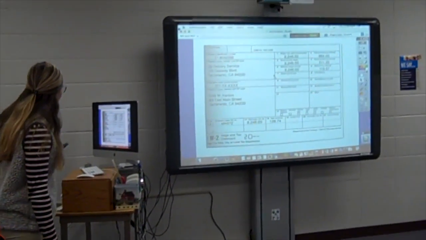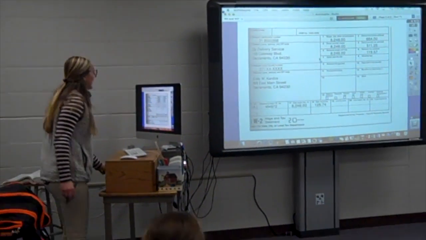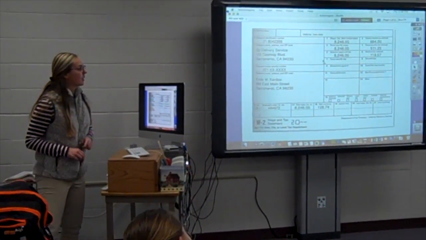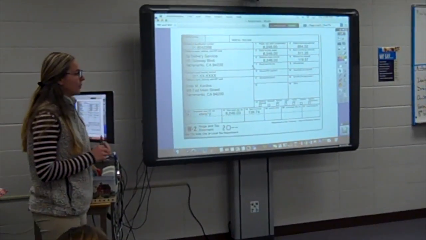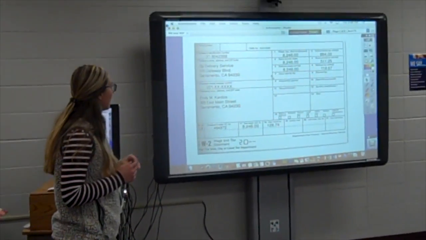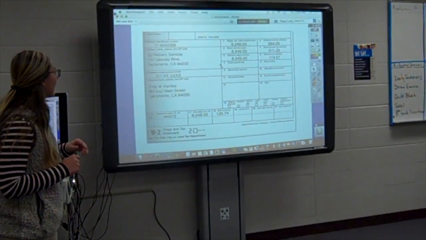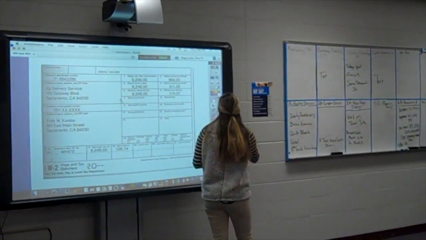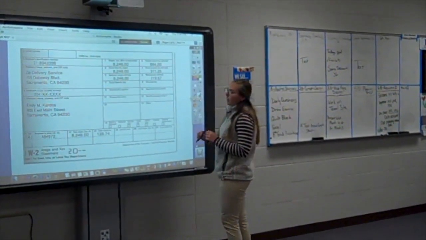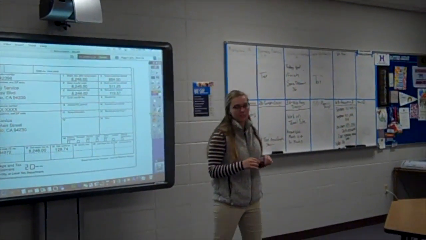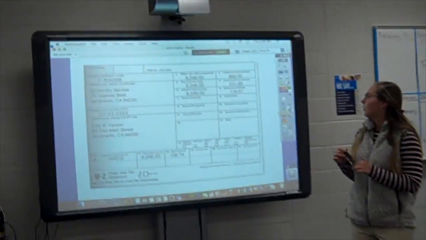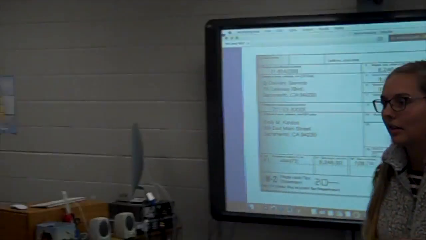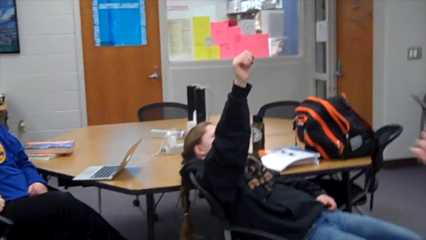So now I have up an image of a W-2. This is what they're going to look like when you receive these from your employer. I want us to look at what we have here. Would anyone like to volunteer to come up and highlight where our gross earnings might be on this? You think you know where our gross earnings might be? I have no idea, but I'll guess.